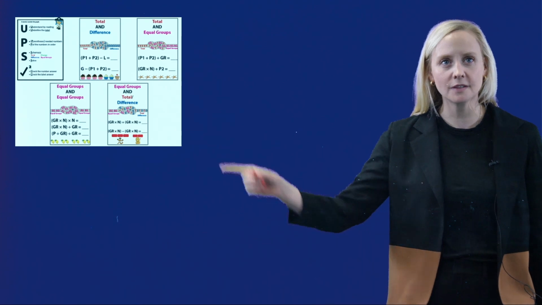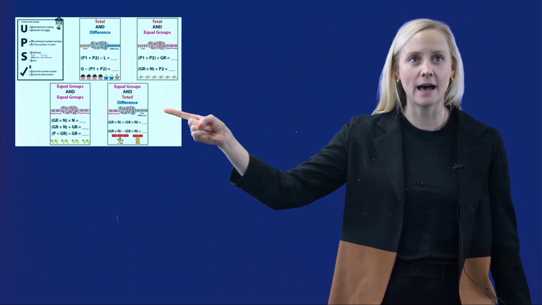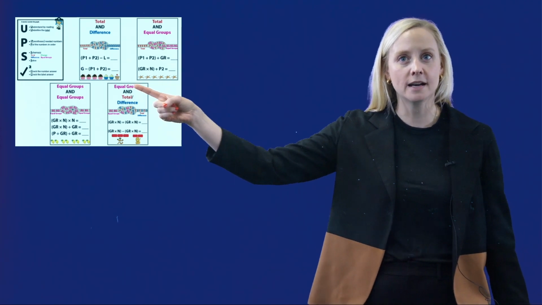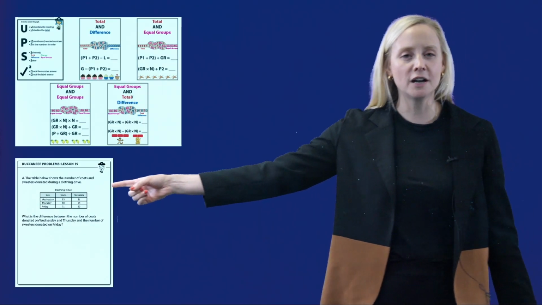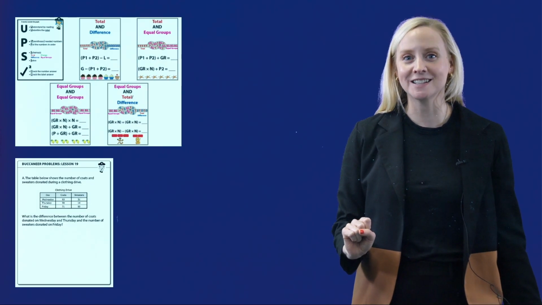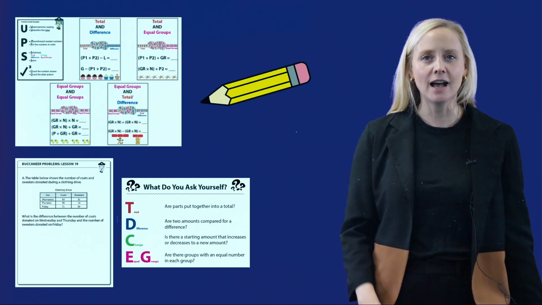So let's take a look at our materials, what we'll need. We will need our multi-step word problem mat, and this one is version 4 because here it has our final multi-step poster on it. We'll also need our Buccaneer word problems worksheet, a pencil, as well as our What Do You Ask Yourself poster.